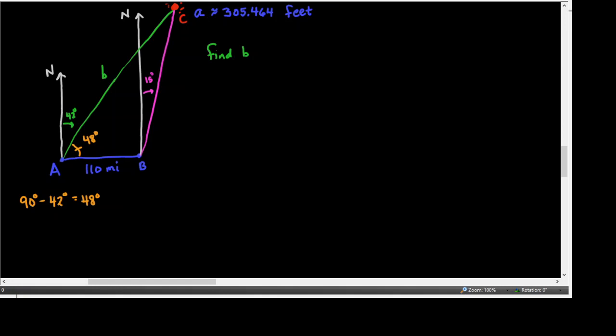Let's see, what else can we find? Between the blue line and the other white north line, the one that goes up from B, we know that's a right angle. And so the angle B, which goes from the blue to the pink, is the 90 degrees from AB up to the north line plus 15 degrees to complete the angle. So that angle is 105 degrees.